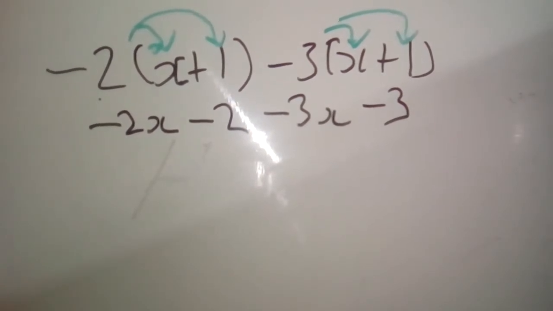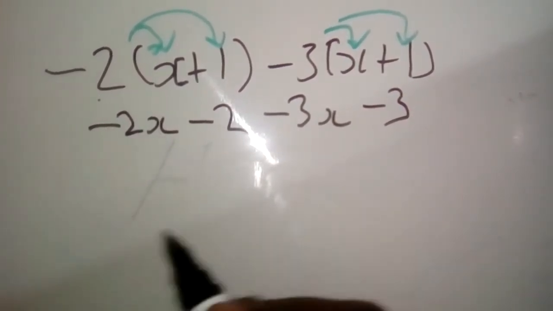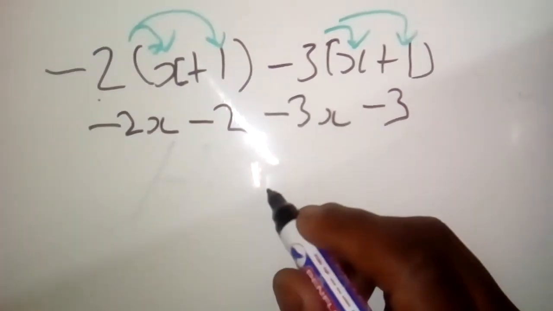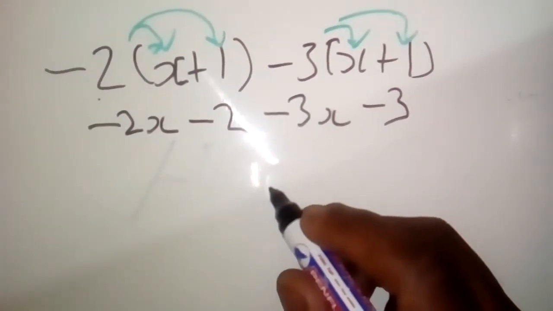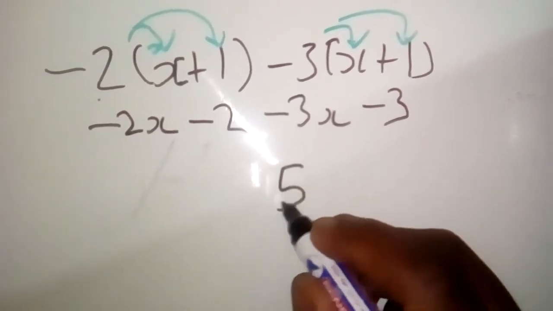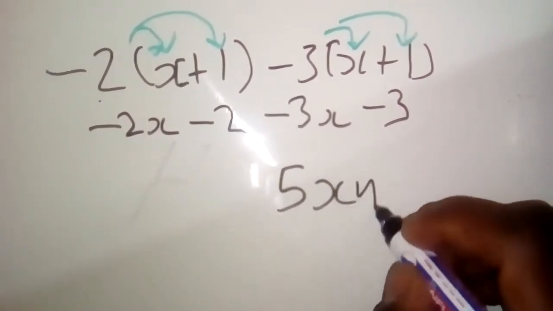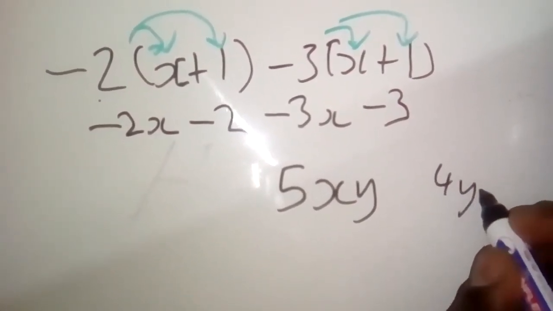Then now we're going to have to group the like terms. So when we group the like terms, what are like terms? Like terms must have the same letter with the same exponent, right? The numbers can be different. For instance, something like this, 5xy and 4xy.